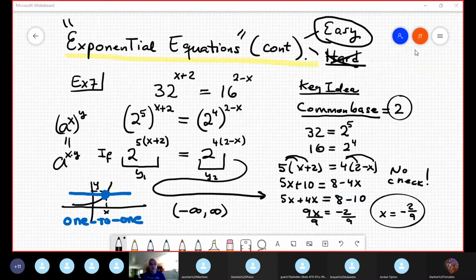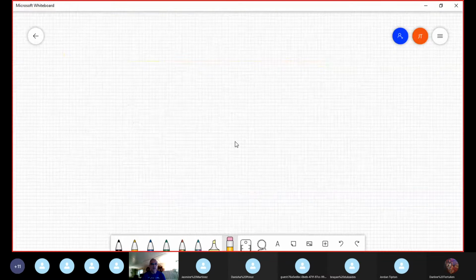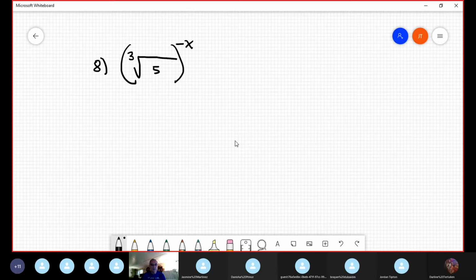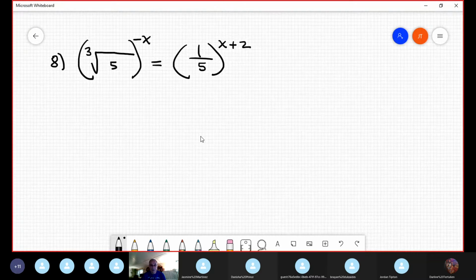Okay, guys, let me go to another example. I call example 8. Example 8 is the cubic root of 5 raised to the minus x. Wow, what the hell is that? It's a cubic root and also a negative exponent. Okay. Another parenthesis, 1/5 raised to the x plus 2. Wow. Okay. So I realize a little bit. Okay, it's possible. Find the common base.